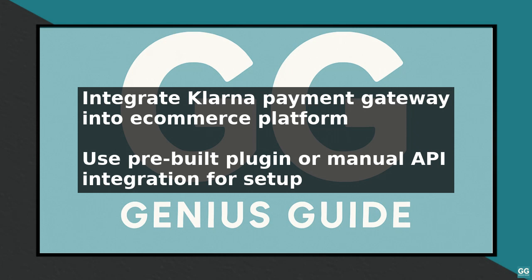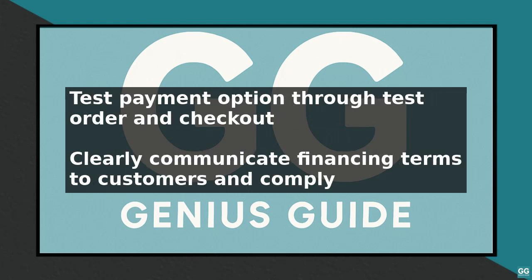To test the Klarna payment option, create a test order and go through the checkout process to ensure that the payment option is working correctly. Once you have confirmed that the payment option is working, you can start offering Klarna financing to your customers. It is essential to clearly communicate the terms and conditions of the financing option to your customers, including the interest rate and repayment period, to ensure that they understand the agreement they are entering into.